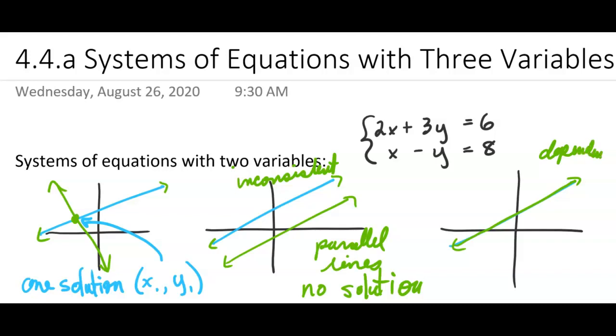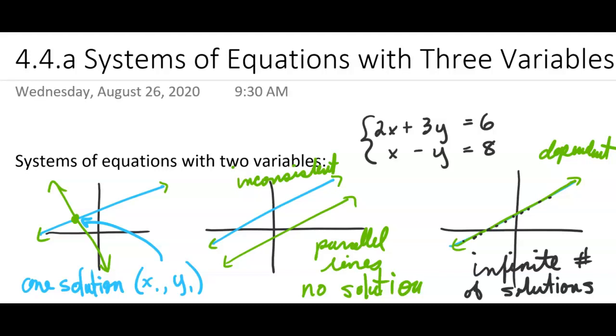Dependent system. And you don't really have a system. Well, they gave you two equations, but they wound up being the same line. And so there are an infinite number of solutions. And the solutions are all the points that are on that line. There are all these little points along this line, an infinite number of them, and all of those points satisfy both equations, so they're all solutions, okay?